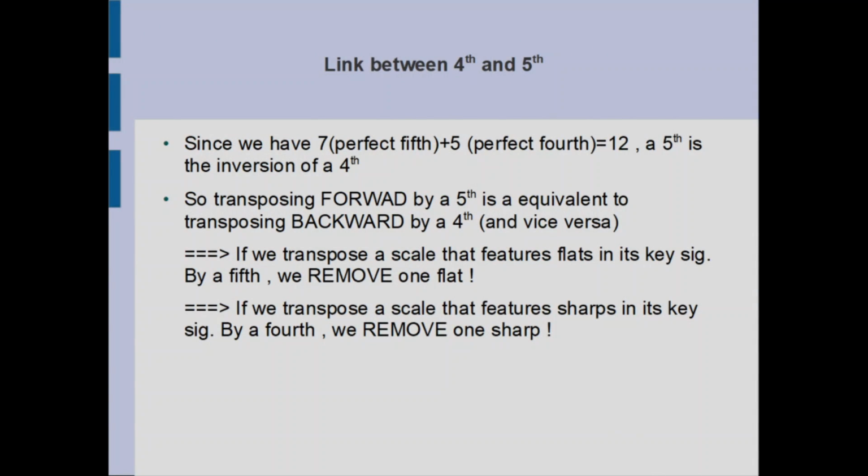If we transpose a scale that features flats in its key signature by a fifth, we remove one flat. And if we transpose a scale that features sharps in its key signature by a fourth, we remove one sharp. Since when we go forward by a fourth and we have flats in the key signature, we add a flat. When we go backward, we remove a flat, and going backward by a fourth is equivalent to going forward by a fifth.